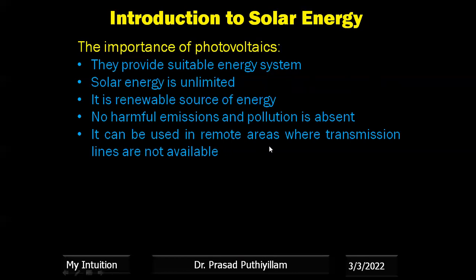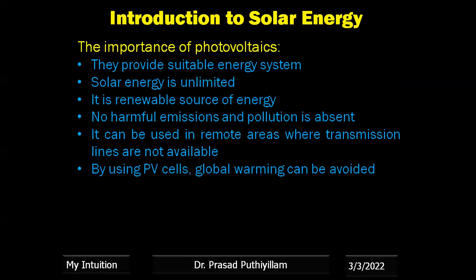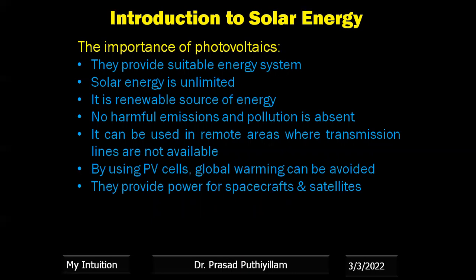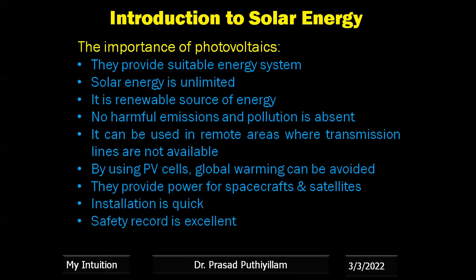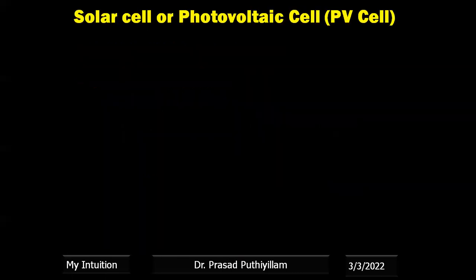It can be used in remote areas where transmission lines are not available. Wherever current cannot be passed, where transmission lines cannot reach such remote areas, we can depend upon the photovoltaic cell or the solar cell. By using a photovoltaic cell or solar cell, global warming can be avoided because some of the sunlight energy is used. They provide power for spacecraft and satellites. There is no other option for spacecraft and satellites; they have to depend mainly on solar power. The installation is very quick and the safety record is also excellent.